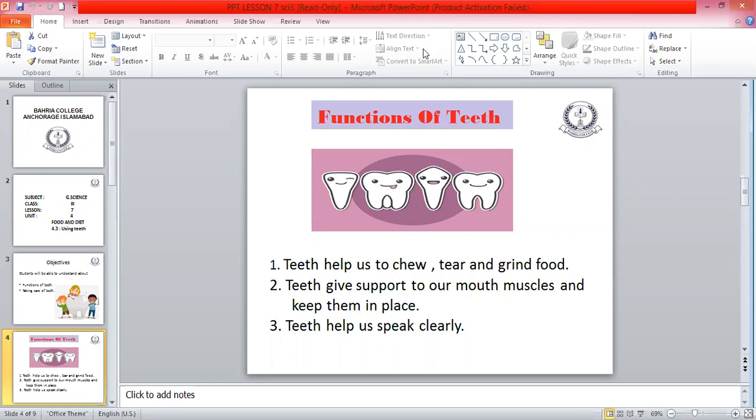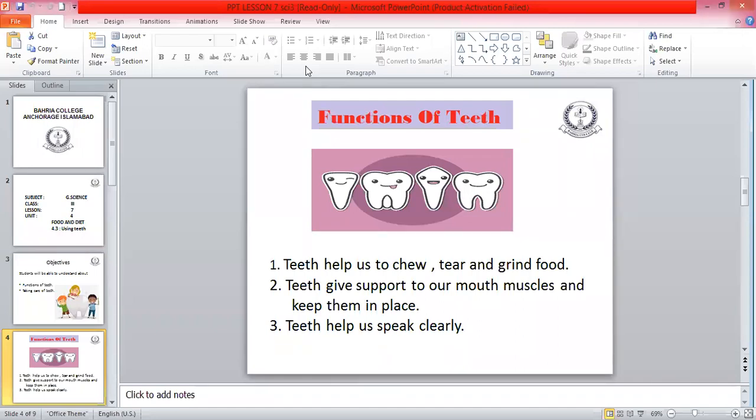I hope it's clear. Now, the second important function is that teeth give support to our mouth muscles and keep them in place. Now just imagine having no teeth in your mouth. Then the third and most important function is that they help us to speak clearly, right? Whatever we speak is all because of our teeth.